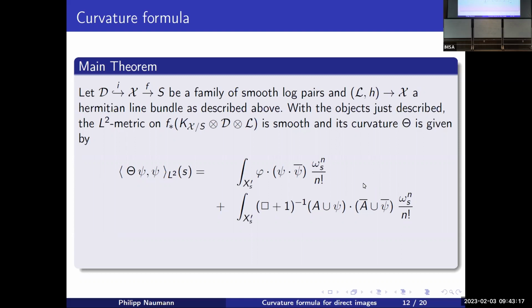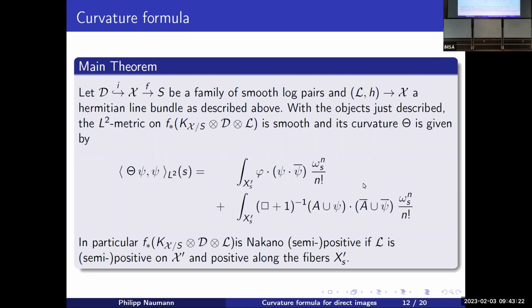Okay, in particular, I get the same conclusion as in Berndtsson's case. It's Nakano semi-positive if L is semi-positive in X prime, and, as imposed from the beginning, positive along the fibers. So this means it's also strictly positive if L is strictly positive. Okay, this is somehow my main theorem.